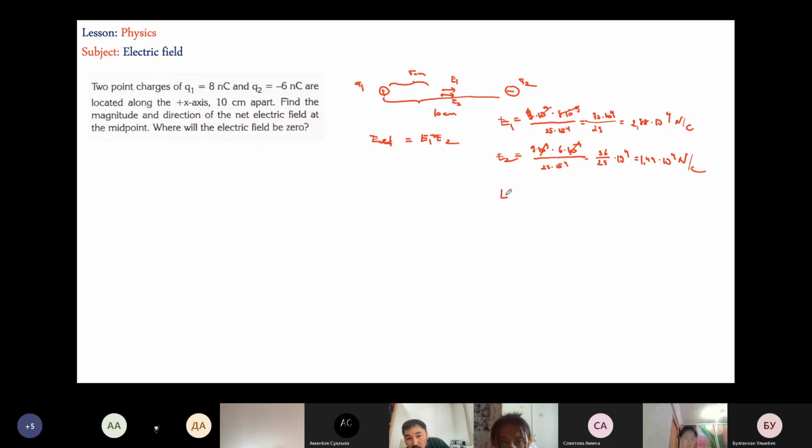So E net, of course, will be the sum of these two. Plus 2.88. That will be 4.32 times 10 to the power of 4 Newton per coulomb.